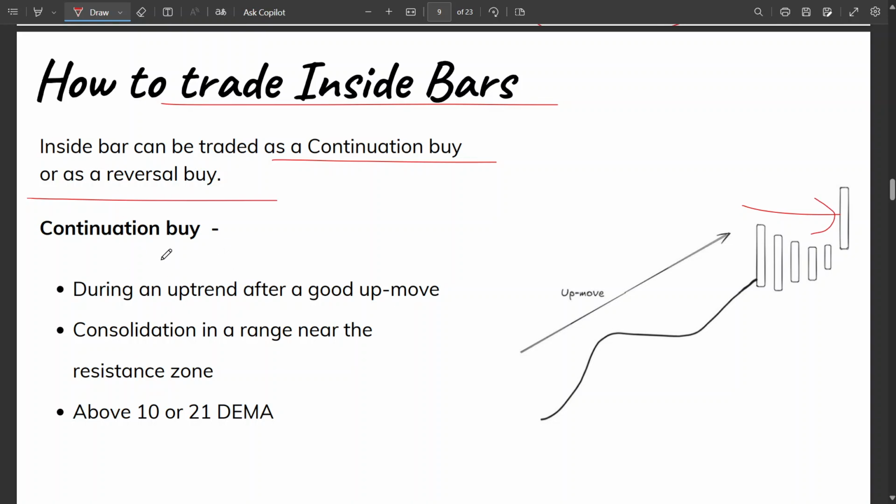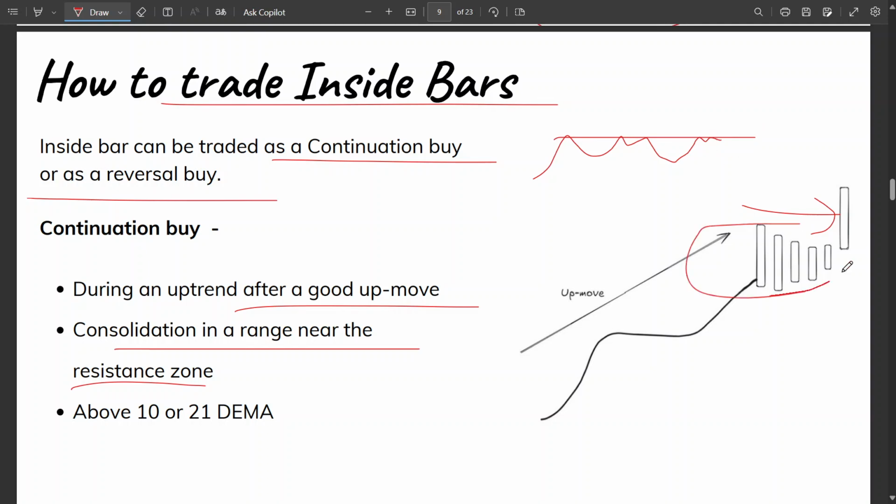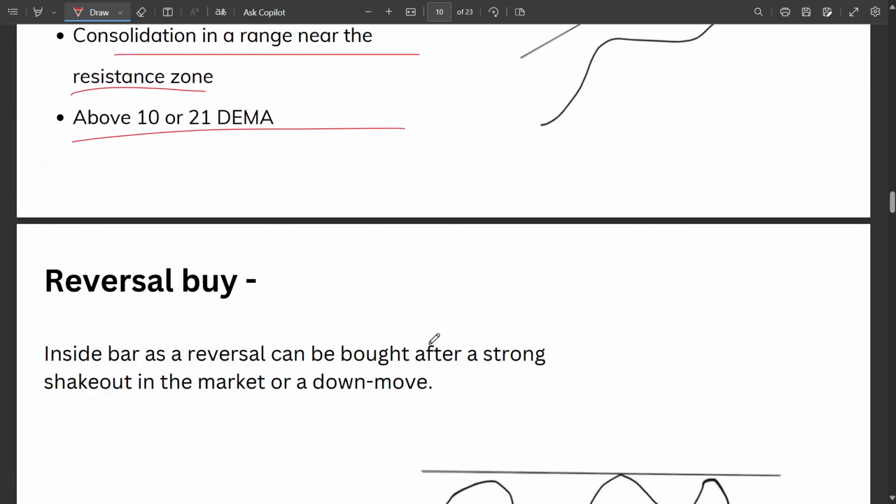So continuation buy, what are the requirements? That is during an uptrend after a good move, right, consolidation in a range near the resistance zone, right? So suppose a stock is consolidating like this within a range and it is near the resistance zone, and then it is forming something like this, an inside bar kind of a structure. That is the point you can take an entry, and preferably it should be above the 10 and the 21-day moving average. So this is what a continuation buy with an inside bar is like.